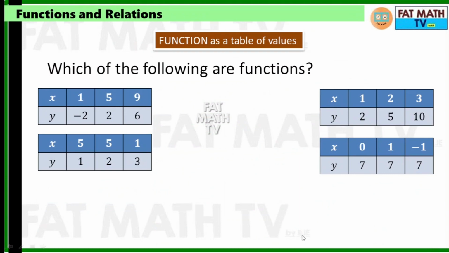Okay, let's check if you already know how to identify which of the following are functions. Number 1, here we have a table with x and y. 1 is paired to negative 2, 5 to 2, 9 to 6. For here, we have 5 to 1, 5 to 2, 1 to 3. And here, for the x-y combinations, we have 1 paired to 2, 2 paired to 5, 3 paired to 10. And for the last one, 0 is paired to 7, 1 is paired to 7, negative 1 is paired to 7. Which are functions? Try to answer.